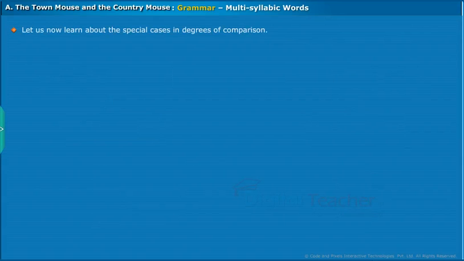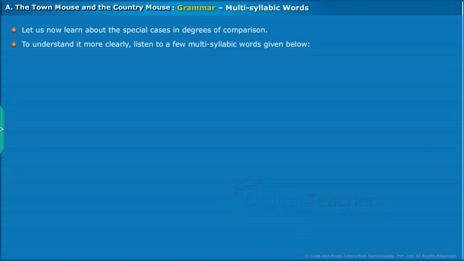Let us now learn about the special cases in degrees of comparison. To understand it more clearly, listen to a few multisyllabic words given below.